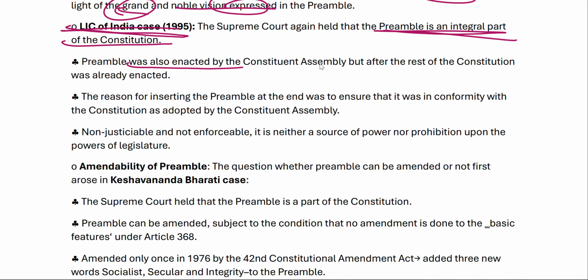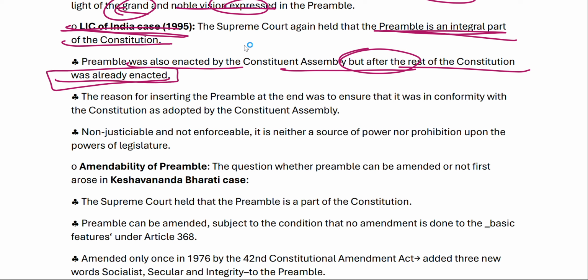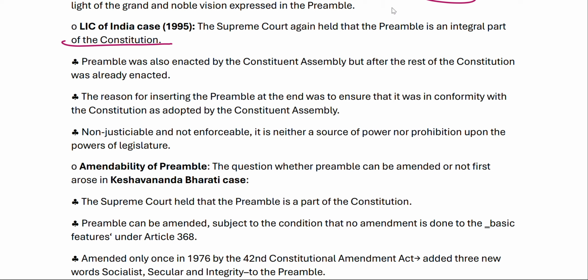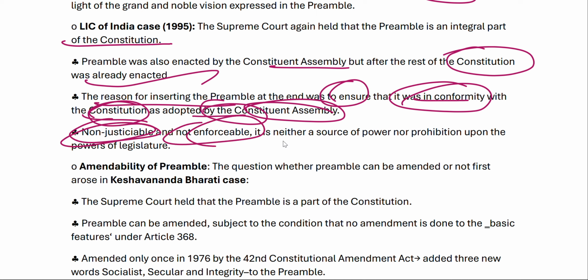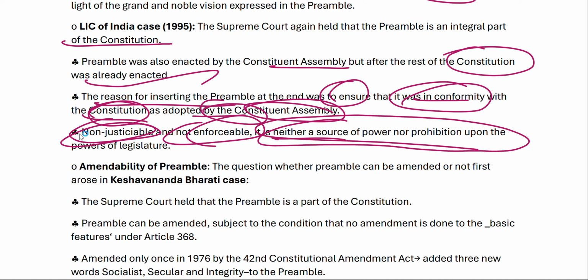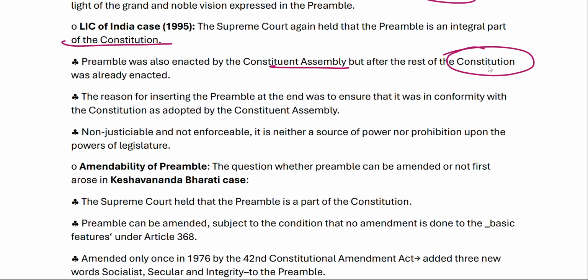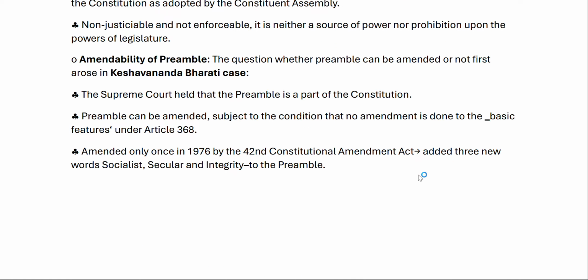The preamble was enacted by the Constituent Assembly, but only after the rest of the Constitution was already enacted, to ensure conformity with the Constitution as adopted by the Constituent Assembly. It is non-justiciable and non-enforceable. It is neither a source of power nor a prohibition upon the powers of the legislature.